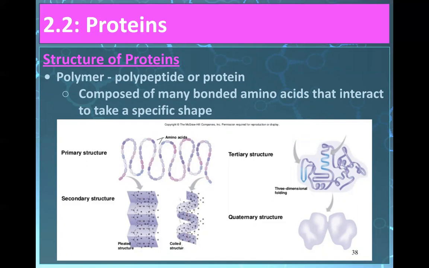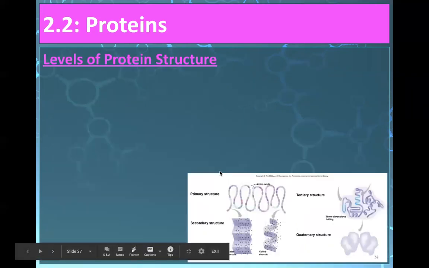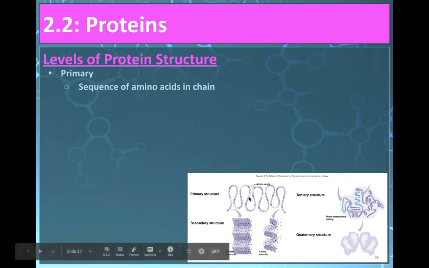Okay, so a protein is not just the chain of amino acids, but all of the interactions, all of the hydrogen bonding, and all of the covalent bonding that occurs within that structure. Okay, so there are levels of protein structure. The primary structure is just a sequence. Okay, it's like the alphabet, but it's just a sequence of the amino acids in the chain.